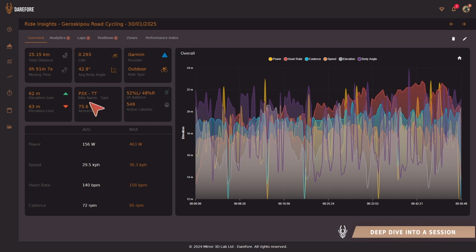The Aeroscore of 75.6% indicates good aerodynamic efficiency. This data, combined with the CDA value and the use of a TT bike, suggests that the rider maintained an aerodynamic position throughout the ride.